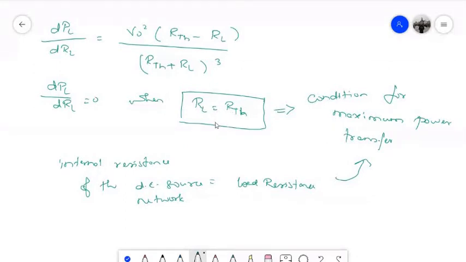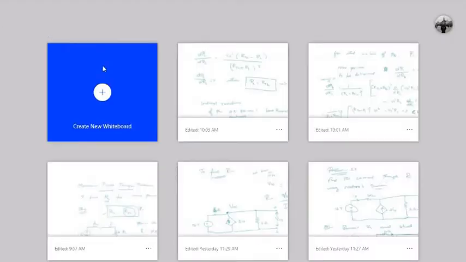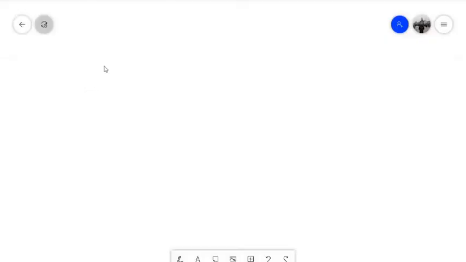Now, how much is the maximum power? When you substitute this condition RL is equal to RTH in the first equation, let me take this as the second equation and this as the third equation. I am going to substitute this maximum power transfer condition in the value of power that we have actually obtained in the first equation. So substitute this third equation in 1.